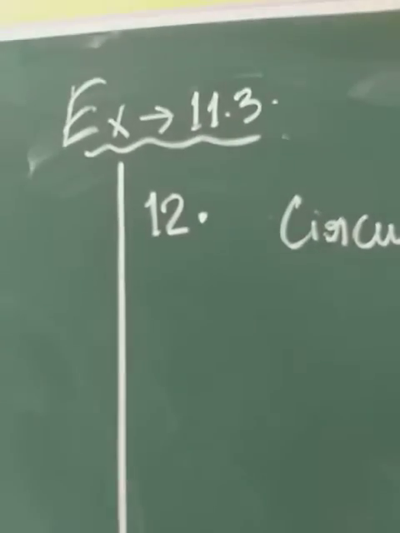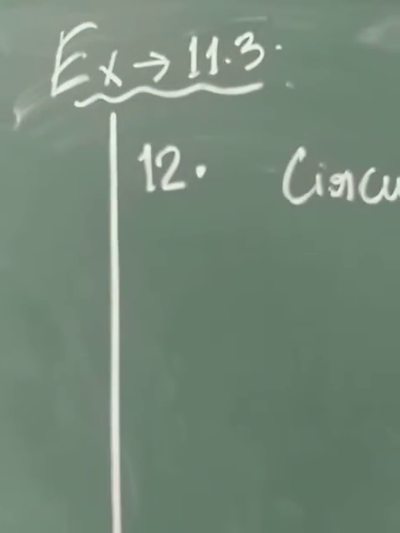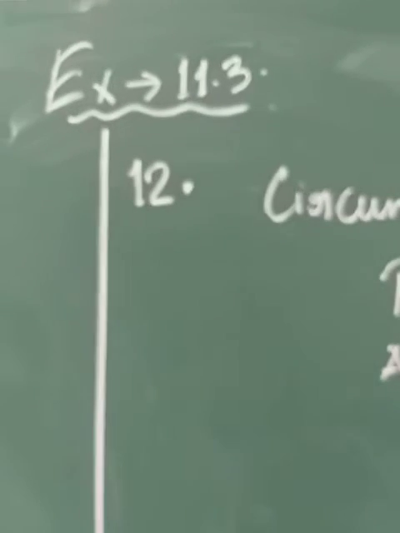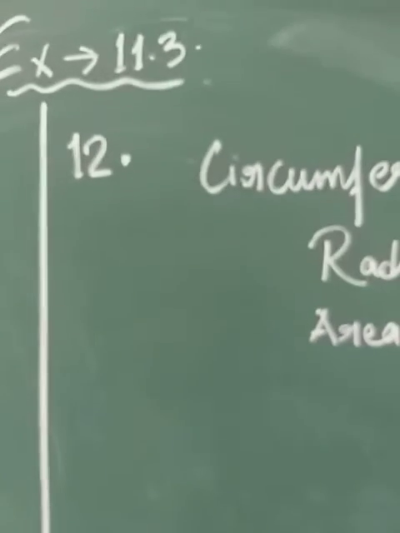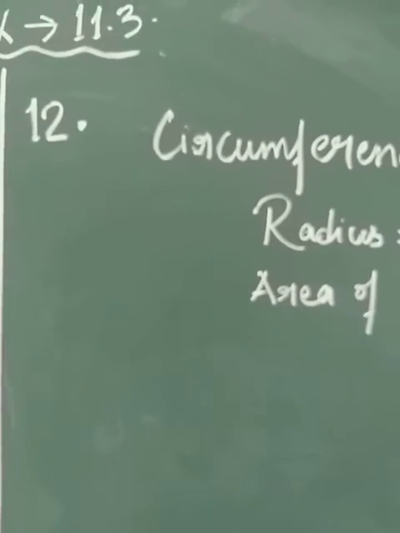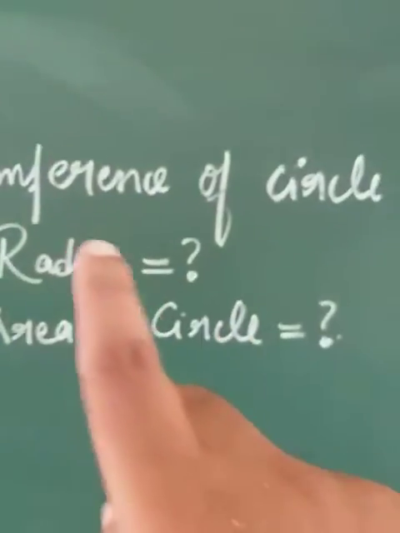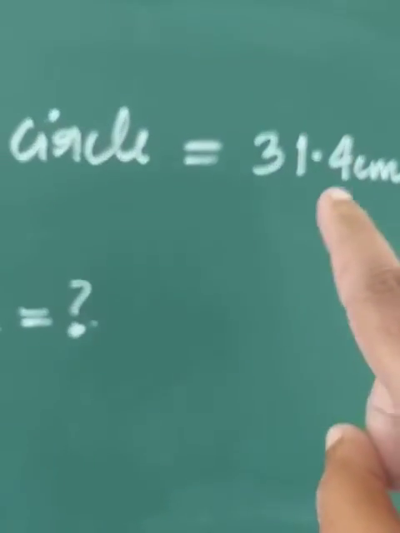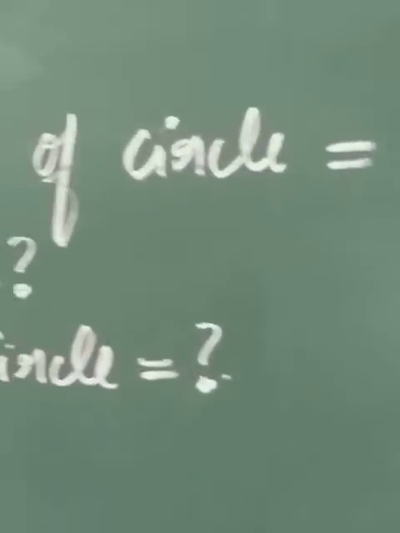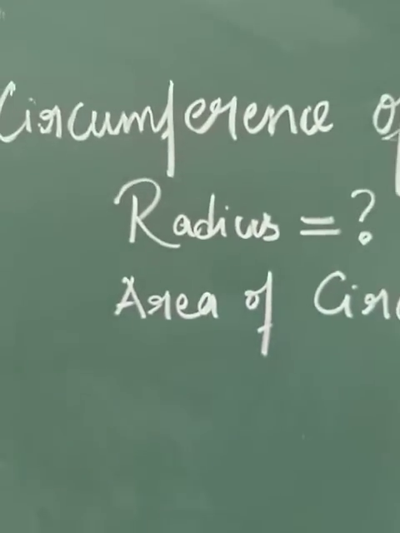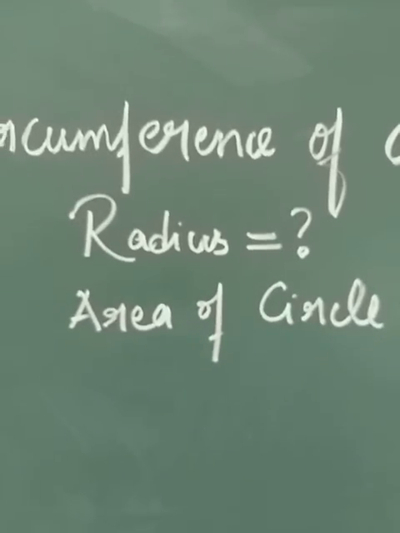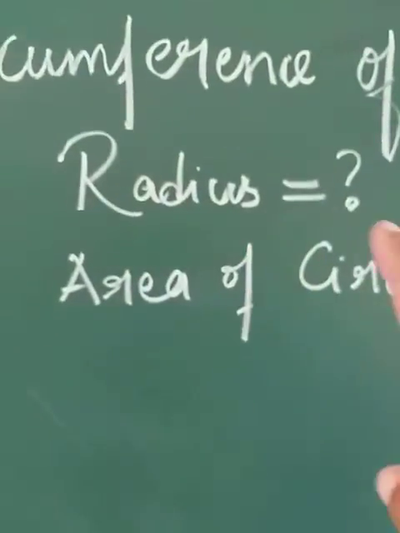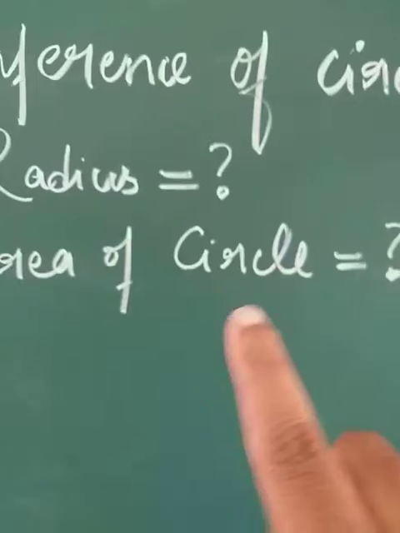Hello students. In this session, I will explain sum number 12 of exercise 11.3. If you carefully read the question, you will find that two sentences are given. In the first sentence, it is given that the circumference of a circle is 31.4 centimeter. And the second sentence tells you what exactly you have to find out, that is, the main objective of the sum: you have to get the radius and then the area of the circle.